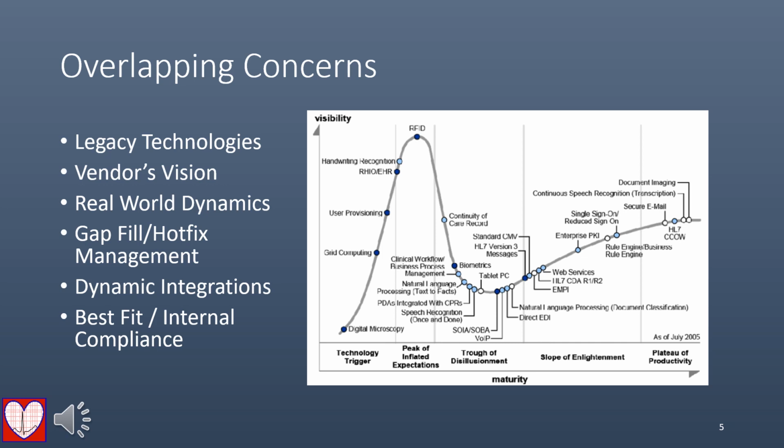If we were to match them up, the technology trigger could be seen as legacy technologies. The peak of inflated expectations might be the vendor's vision. The trough of disillusionment may be where the real world dynamics really start to hit. And then you have your gap fill and your hotfix management. And your slope of enlightenment, this is where you're going to have your dynamic integrations. And then finally, the plateau of productivity, you'll find your best fit and internal compliance.